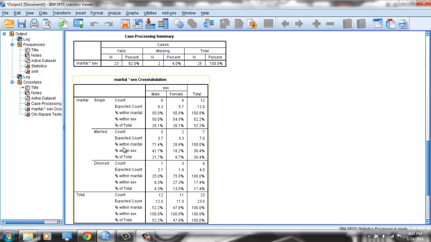So pay attention to what these things mean. Don't just look at all the numbers and black out. Okay? There's a way to interpret these things, and they actually give you the words. So within marital, and they mean marital being within this particular one. Within sex, same idea. And then total. It takes a little practice. Make sure you read your chapter, and you'll have a chance to practice it on the homework. But this is how it is done.